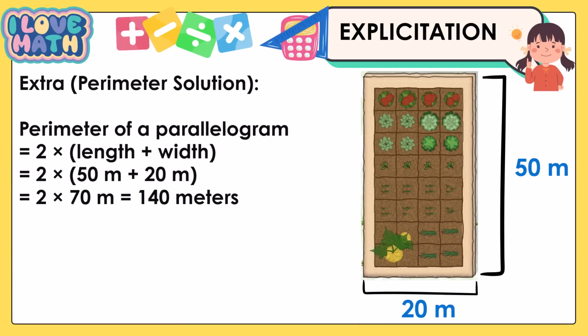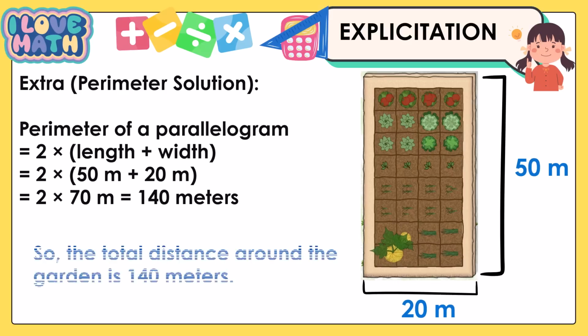And here's the perimeter solution. Perimeter of a parallelogram equals 2 times length plus width, equals 2 times 50 meters plus 20 meters, equals 2 times 70 meters, equals 140 meters. So, the total distance around the garden is 140 meters.